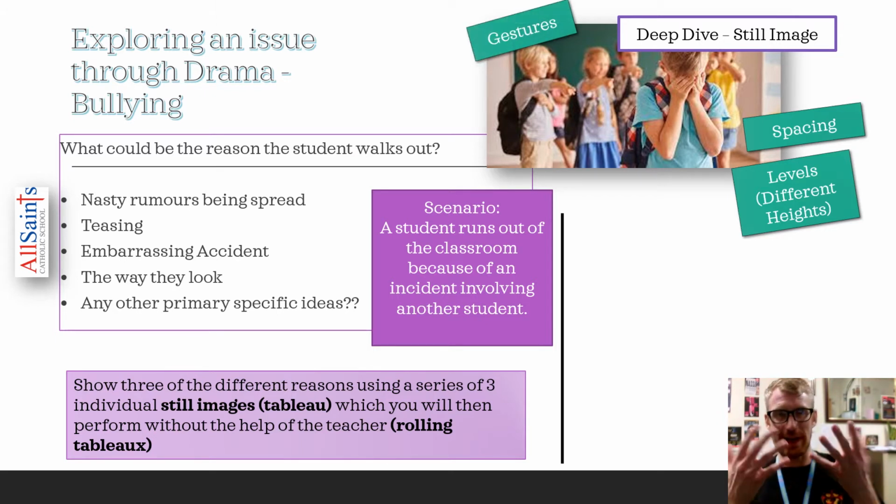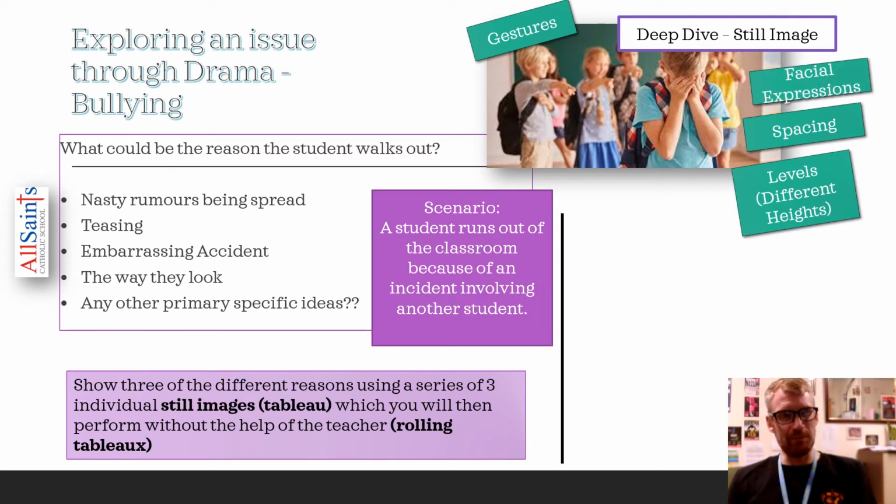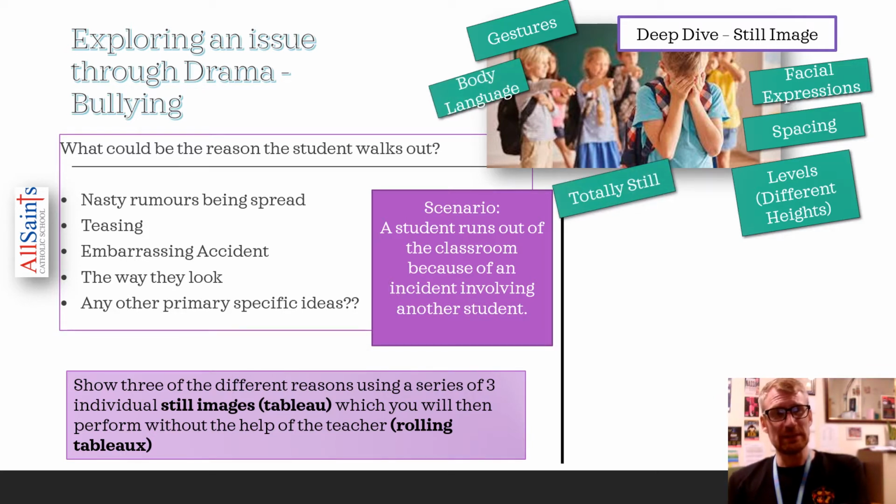Gestures, obviously using your hands, like the pointing that they've got going on there. Facial expressions, obviously the guy in the front there is covering up his facial expression, but his gesture is kind of showing how upset he is. Body language, and of course a still image has to be totally still and totally silent, just like you've taken a photograph.